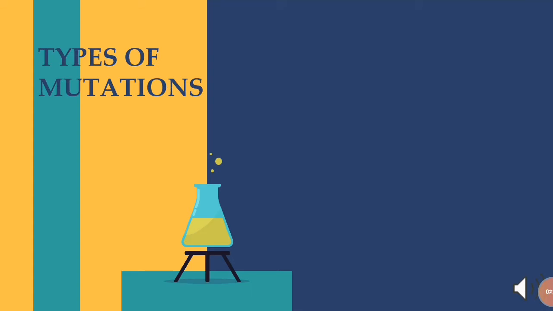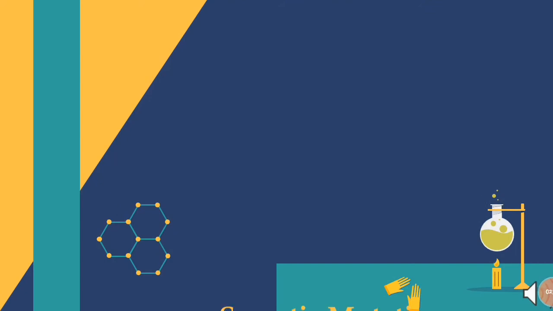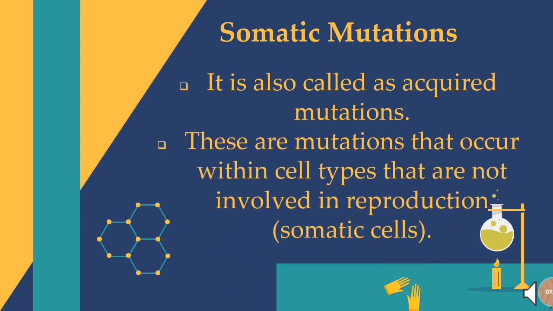Mutations that occur in multicellular organisms can be categorized as either somatic mutations or germline mutations. Somatic mutations, also called acquired mutations, are mutations that occur within cell types that are not involved in reproduction, or somatic cells. When a mutation arises in a somatic cell, then the mutation is limited to that cell or any of its cell division descendants within the organism.